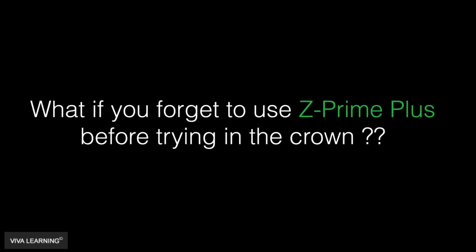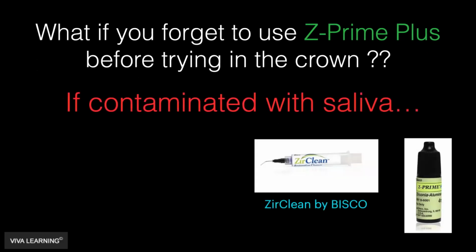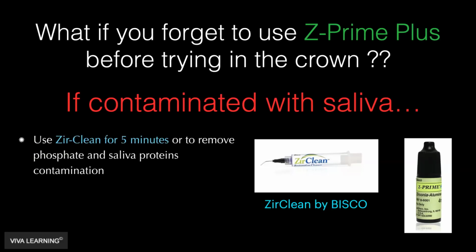So what if you forget to Z prime before you try it in, and now you've got saliva contamination, right? If it's contaminated, then here comes the next protocol. You use Zirclean. Zirclean is a wonderful product that helps to clean off the intaglial surface from salivary proteins. This is my protocol: I use that for 5 minutes to remove the salivary protein. Then I rinse and dry with oil-free air.